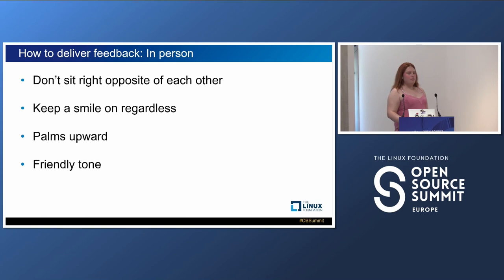So, delivering feedback. Delivering feedback in a physical space can also be very challenging, not just because of the words we say, but also how we compose ourselves. Very quick tips to help improve that: don't sit directly opposite each other. That way it feels less like a confrontation and more like a conversation if you sit either beside each other or to the side of each other.